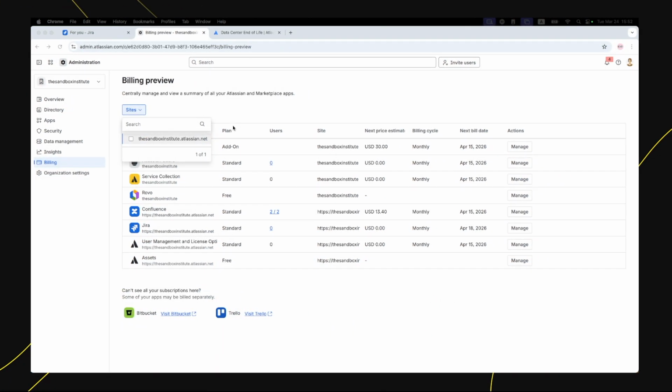So let's have a look here at my test instance, and you can already see that you have a column with users and the next price estimation. So if I would add more users to Confluence as an example, the next price estimation would be higher than before.